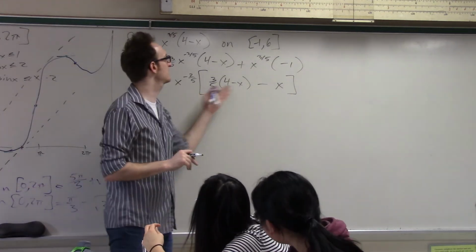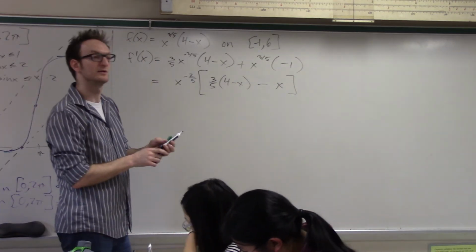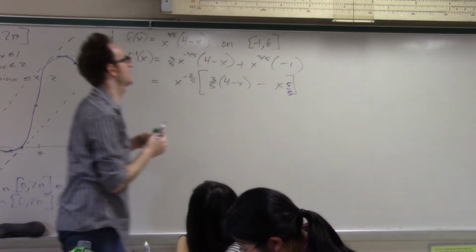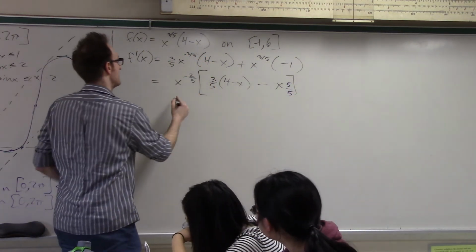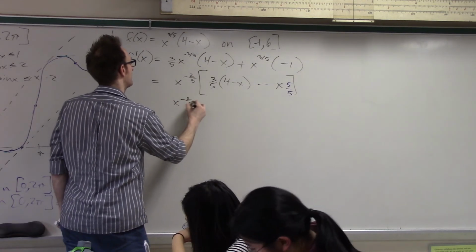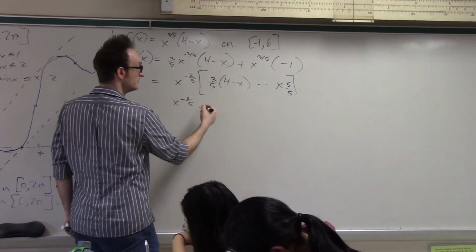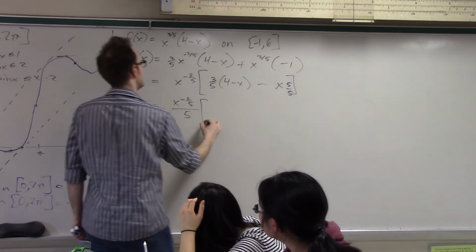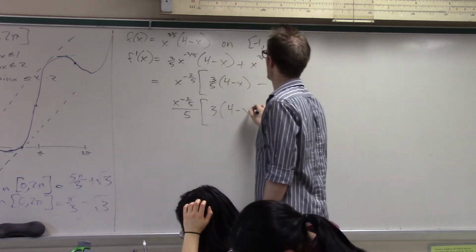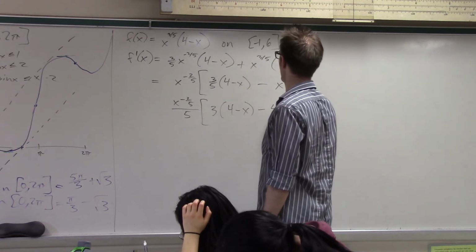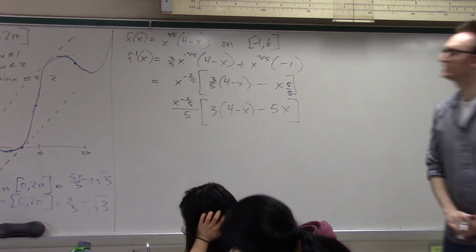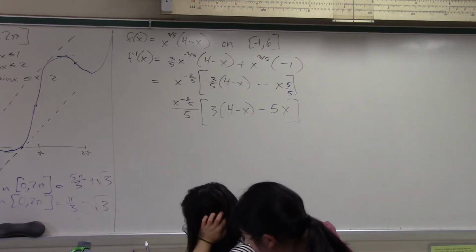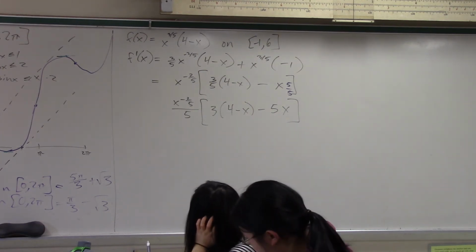And notice how everything in here is really chill. In fact, does everyone see that? In fact, if I multiply by 5 over 5, that's a really good idea. So then I can say that this is really x to the negative 2/5, and then just take out a fifth or whatever, right? And so then this is 3 times 4 minus x minus 5x. See how by crafty factoring, I have now turned this problem into a much easier problem, right? Because now that's just linear in there.